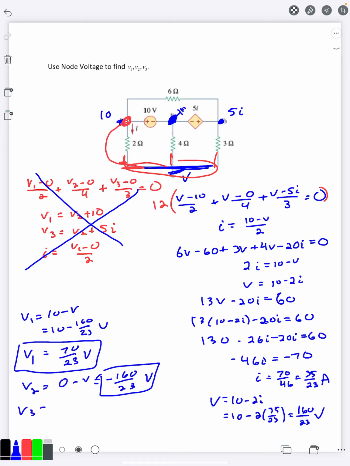And my V3 would be 5i minus V. So 5 times I minus V, 160 over 23. And see, that's going to be 150, 175. It's going to be 15 over 23 volts. So the thing is, even if they have a ground selected at one location, you can actually move it into a different part of the circuit as long as you realize your final answer is what voltage you're trying to find with respect to which actual ground.